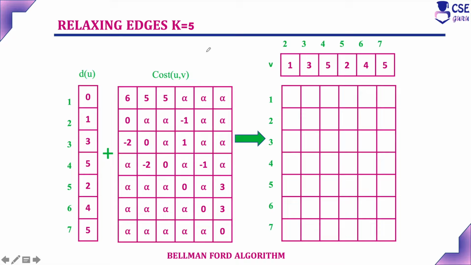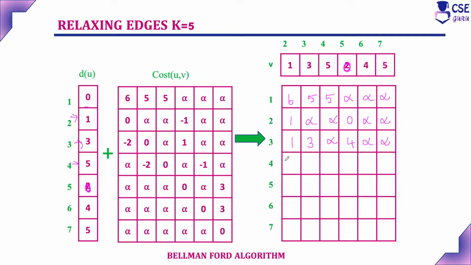Relaxing the edges, k equal to 5. So this is the new shortest distance. Add the corresponding cost matrix to get the new cost matrix. 0 plus 6. This one is 0 actually. Okay. So 0 plus 6, 0 plus 5, 0 plus 5, 0 plus infinite. Next vertex 2, 1 plus 0, 1 plus infinite, 1 plus infinite, 1 minus 1 is 0, infinite, infinite. Next for vertex 3, 3 minus 2, 1, 3 plus 0, 3, 3 plus infinite, 3 plus 1, 4, 3 plus infinite, 3 plus infinite.